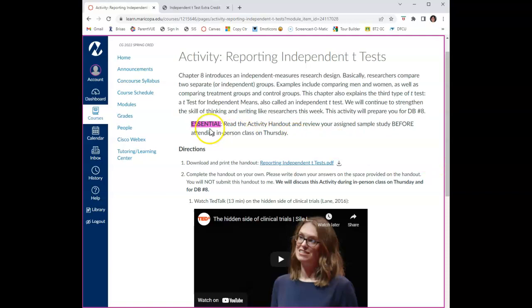Please note the essential heading, read the activity handout, and review your assigned sample study before attending in-person class on Thursday.